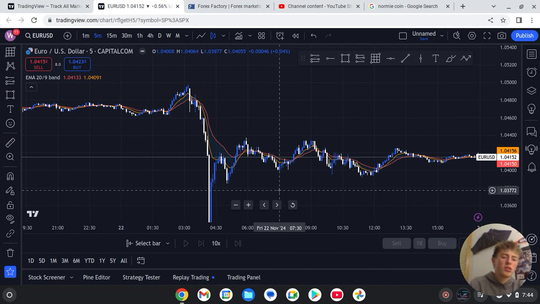When you want to do this backtesting, you definitely want to write down this stuff, like backtesting, if the trade hit or not, trade 3.